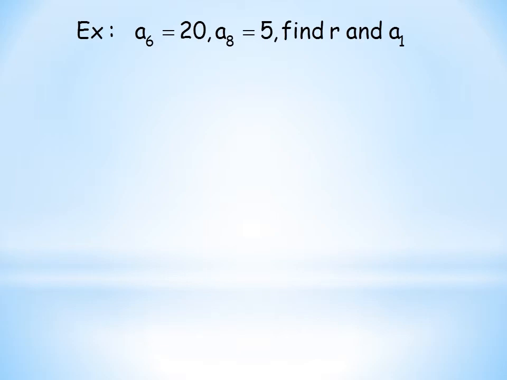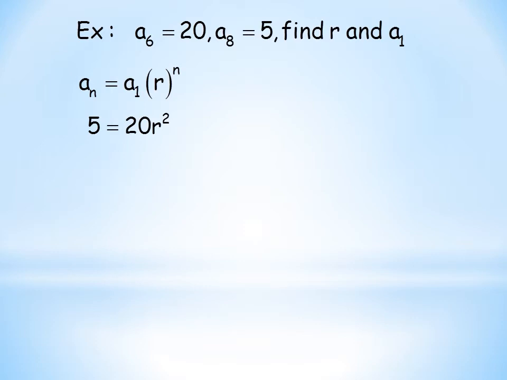So here it says a6 is 20, a8 is 5, and it wants you to find r and a1. Well, first of all, if you remember, an is a1 times r to the n minus 1. So I'm going to use this little piece of the sequence as a1 and a3. If I go 6, 7, 8, I have 3 terms. So I'm going to use a6 as if it was a1, and I'm going to use a8 as if it was a3. So my last term would be 5.